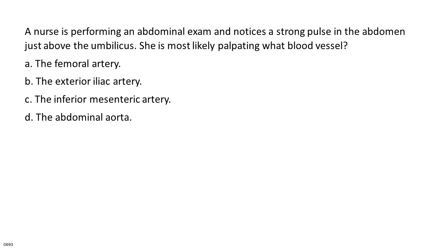A nurse is performing an abdominal exam and notices a strong pulse in the abdomen just above the umbilicus. She is most likely palpating what blood vessel? A. The femoral artery. B. The external iliac artery. C. The inferior mesenteric artery. D. The abdominal aorta.